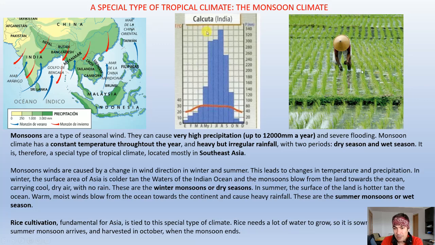It actually grows underwater. So it is sown. Remember when we talked about Egypt, sown, when you put the seed in the ground. So in June, when the summer monsoon arrives, and it is harvested in October when the monsoon ends.